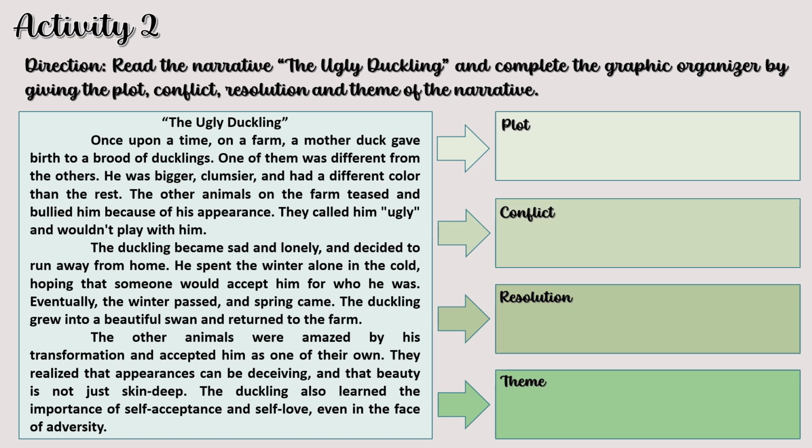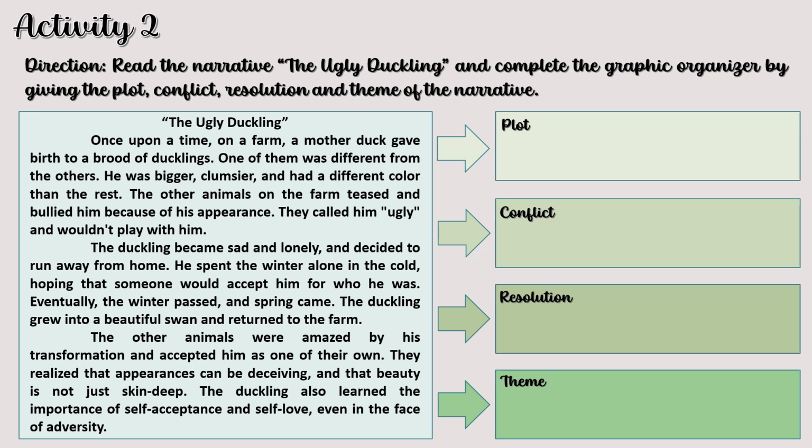And for your activity two, you are going to read the narrative, The Ugly Duckling, and complete the graphic organizer by giving the plot, conflict, resolution, and theme of the narrative. So this time, you are going to give the four elements of the narrative or the story: the plot, the conflict, the resolution, and the theme. So you will first read the narrative here entitled The Ugly Duckling. So let me read it to you.